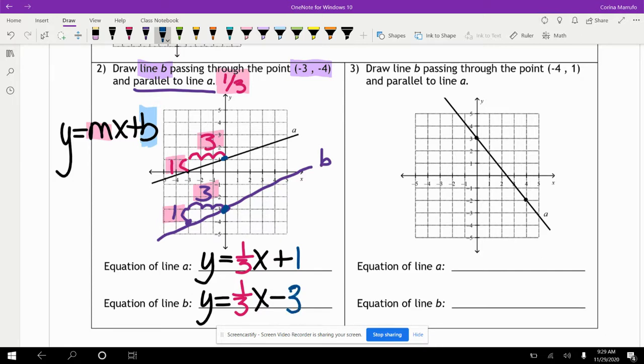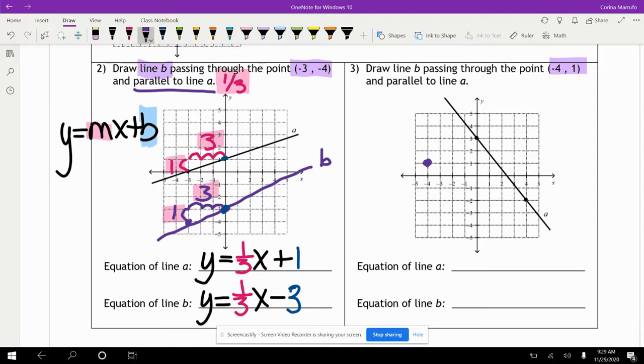So let's go ahead and try this again. Just a different problem. It says draw line B passing through the point -4, 1. So that's where we're going to start, is by drawing the point. So -4, 1 would be right here. And so we're trying to make a parallel line to line A.